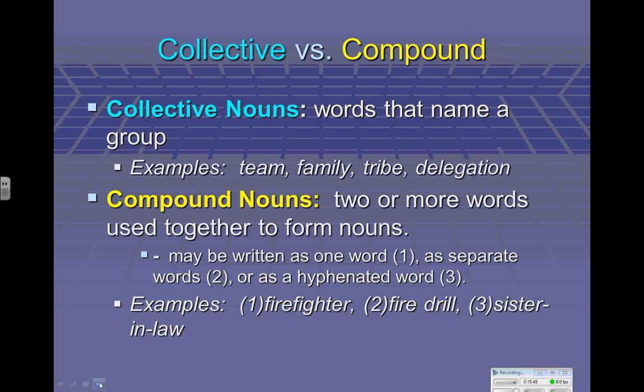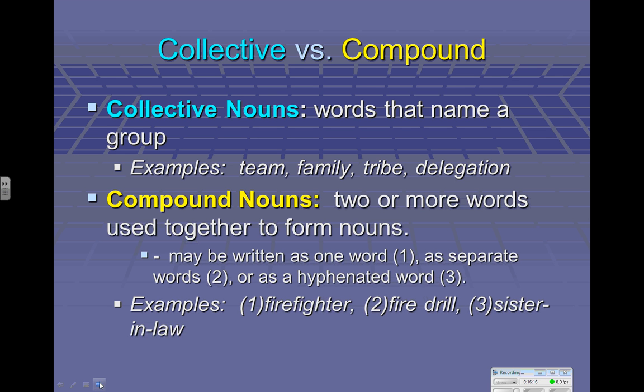Okay, now to our last batches of nouns. Unlike abstract and concrete, common and proper, your noun may be collective, it might not be. It may be compound, it might not be. This is not an either or choice. So while every noun will be either common or proper and either abstract or concrete, a noun might be collective, it might not, it might be compound, it might not.